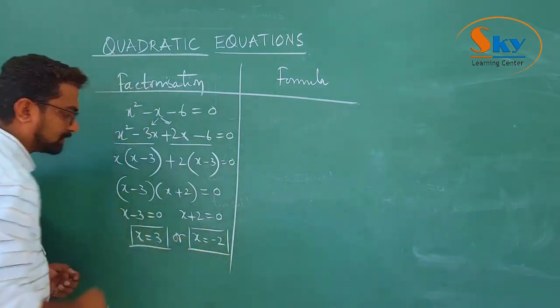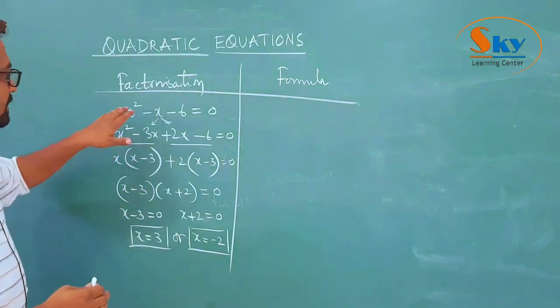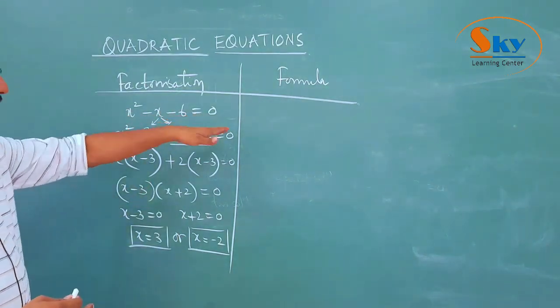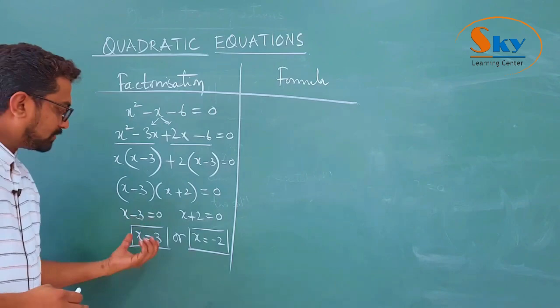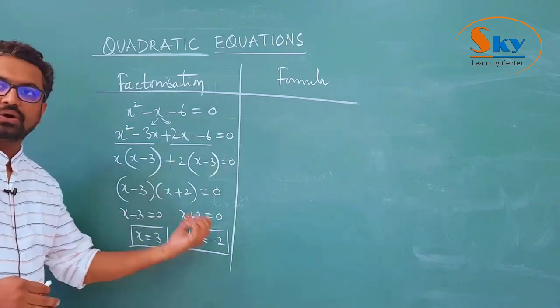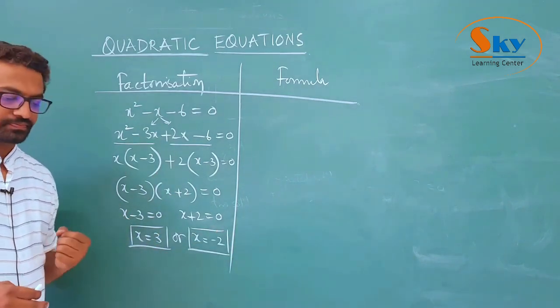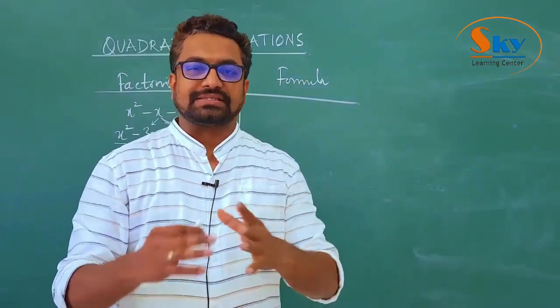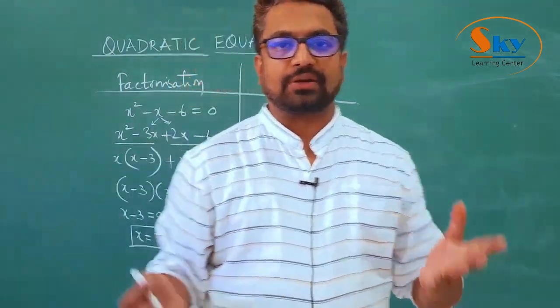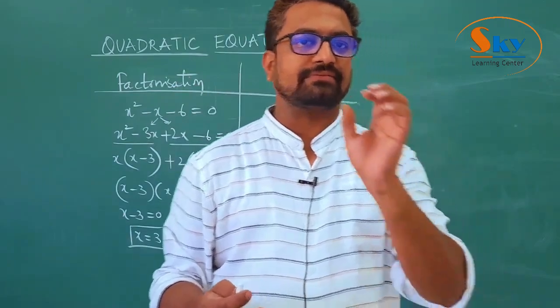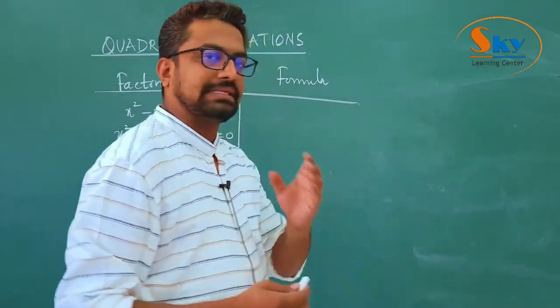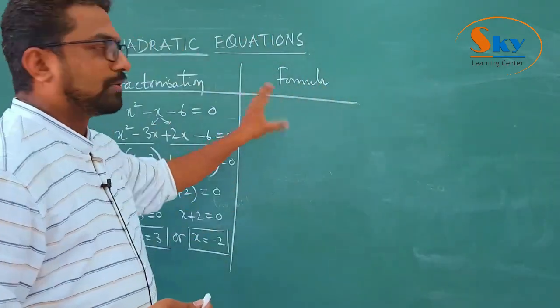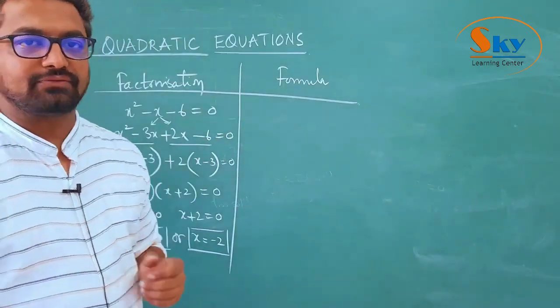So we have two solutions for this quadratic equation, x square minus x minus 6 equals 0. So what are the solutions? Solutions are x equals 3 or x equals minus 2. Okay, so if you think factorization is difficult, or sometimes we cannot factorize so easily, then we have one easy method to solve quadratic equations, that is using the quadratic formula.